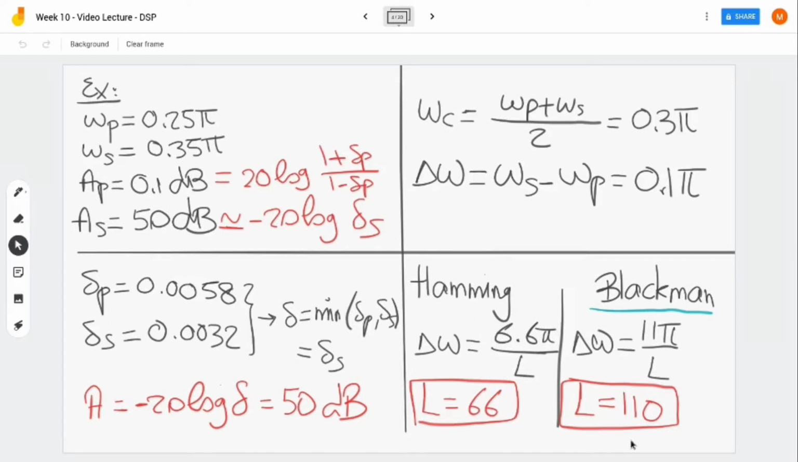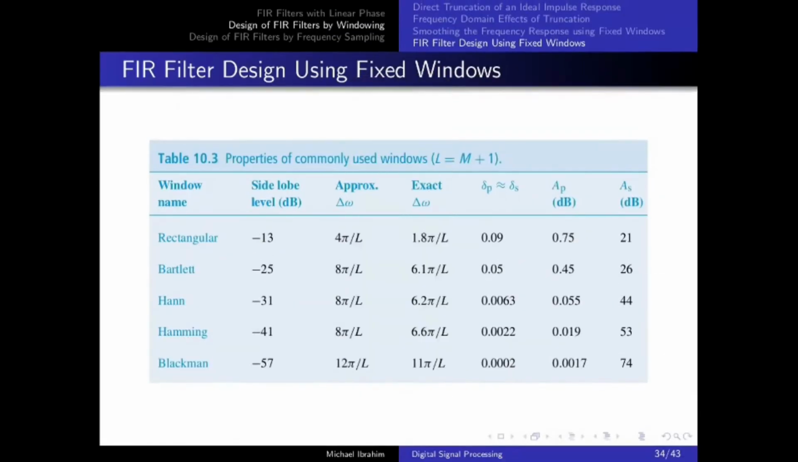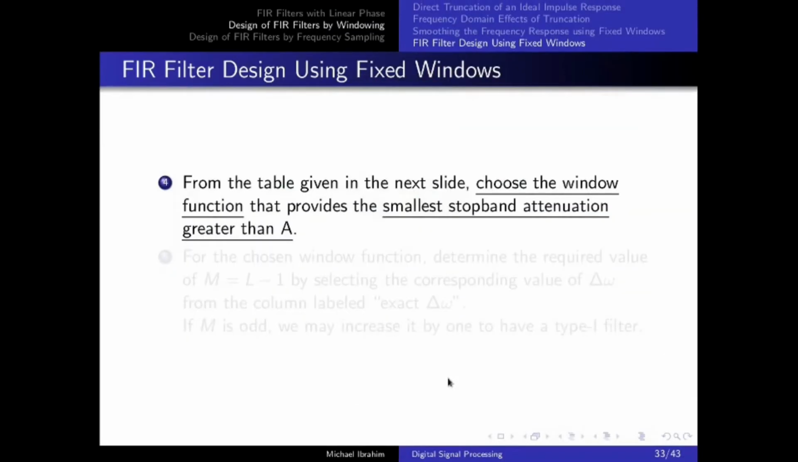But on the other hand, using a Hamming window will give us the required stop band attenuation, which is 53, which meets the requirement, with a shorter filter of length 66, almost half what we would have in a Blackman. That's why we will choose a Hamming window in this case. And now we can read the confusing statement one more time. So we will be choosing the window that provides the smallest stop band attenuation larger than 50.